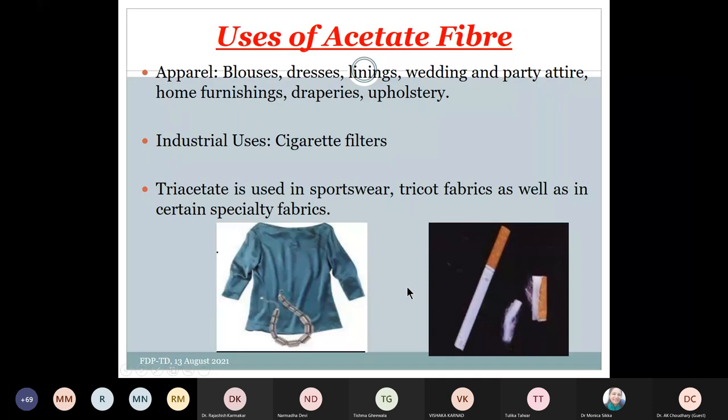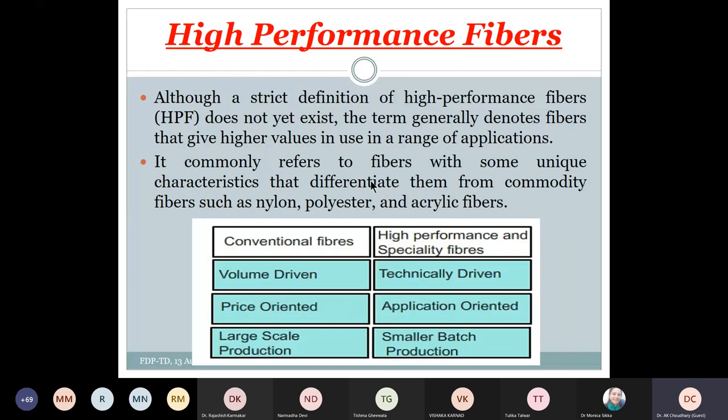And now, the high performance fibers. In recent times, the demand for high performance fibers is increasing due to very demanding usage and the range of applications. Commonly, the term refers to fibers with unique characteristics that differentiate them from commodity fibers such as nylon, polyester and acrylic fibers.